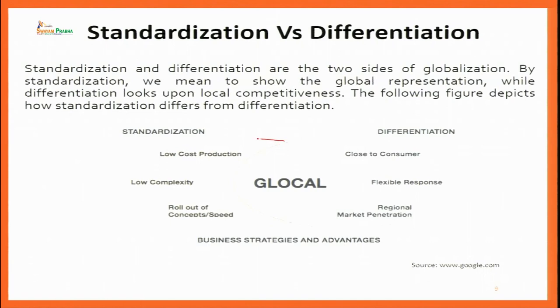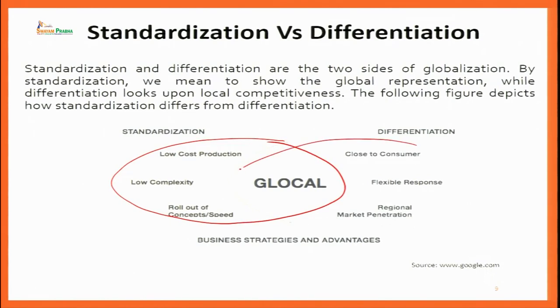So if you are taking a call of standardizing your product, and when you are taking a call of differentiating the product, what you are actually doing. So this is like a set example where we can see if you are trying to standardize your product, your cost of production is going to be low, your complexities are going to be low, roll out with the concepts and the speed because you become efficient, you start gaining economy of scale because you are producing the product over and over again, now you are excellent in your area.